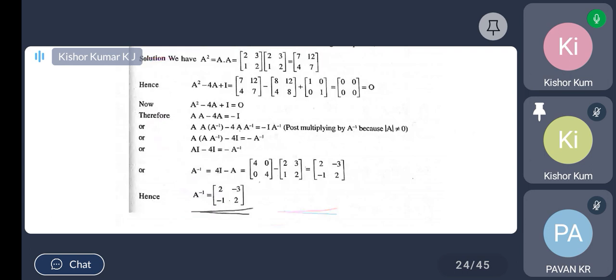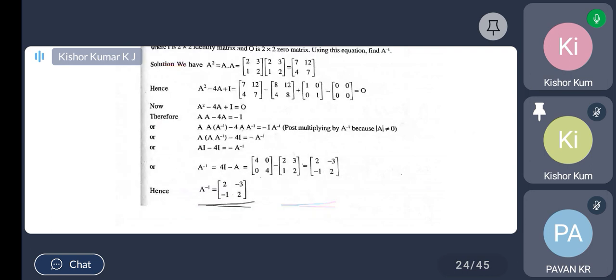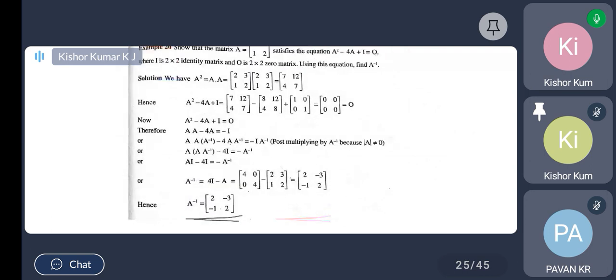Here, you will get 5 marks. The marks may be split as: if you have proved this equation, 2 marks, for this 1 mark, and for this 2 marks. So in total you will get 5 marks. This is how they will calculate what they are asking.